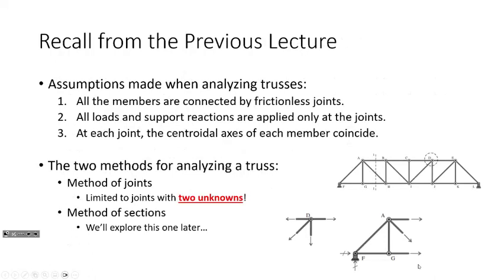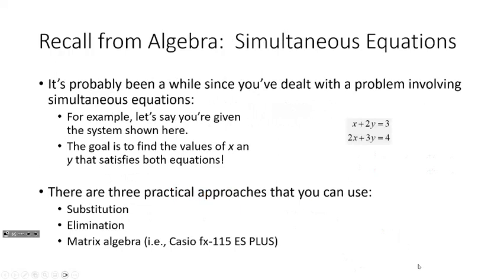Now, in order to solve a joint that has 2 diagonal unknowns, we have to utilize some simultaneous equation math from algebra in order to solve that joint. So I want to go back to that from algebra. Okay, so let's go back to Math 127 or Math 130, or if you had it in high school. I want to go to this problem here. So let's say I give you 2 equations with 2 unknowns. Okay, so let's keep it simple.